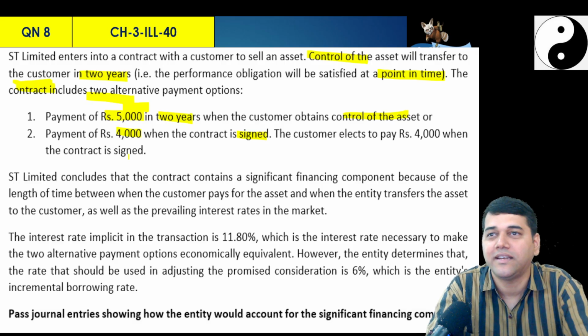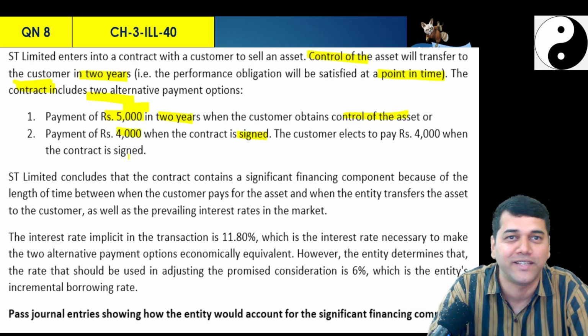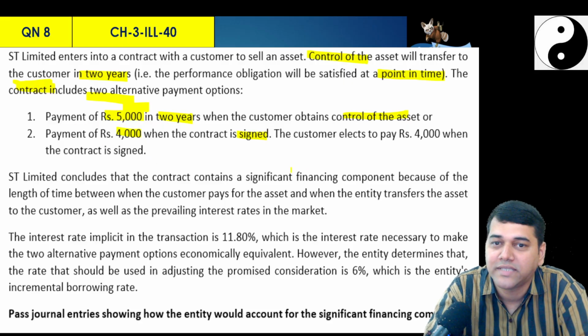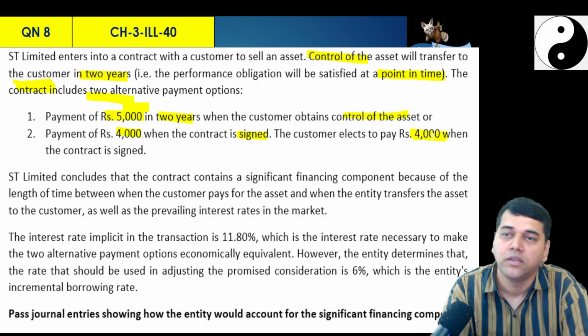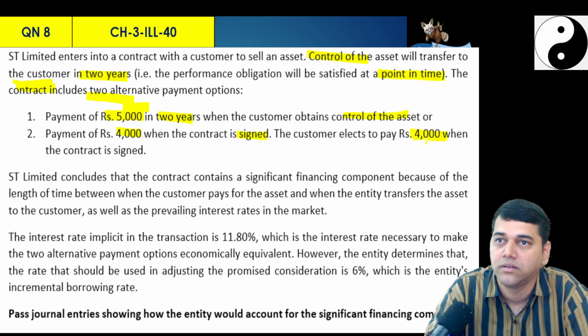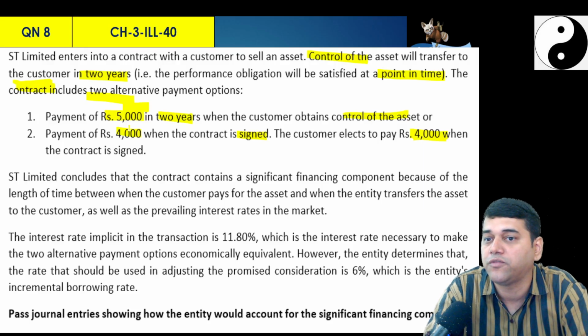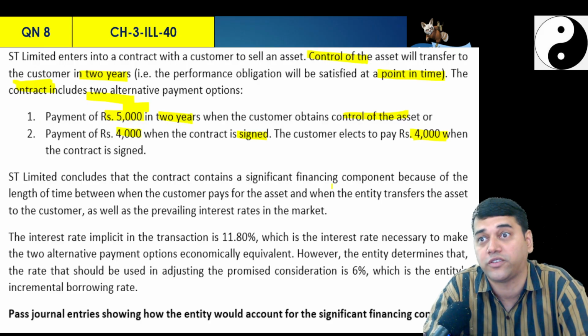Yes, but that is not the question here. Let us come back to 115. Which option has the customer chosen? The second one, the customer elects to pay 4,000. Now, does it become an advance payment where the financing component is very significant? Because it is 5,000 crores versus 4,000 crores.